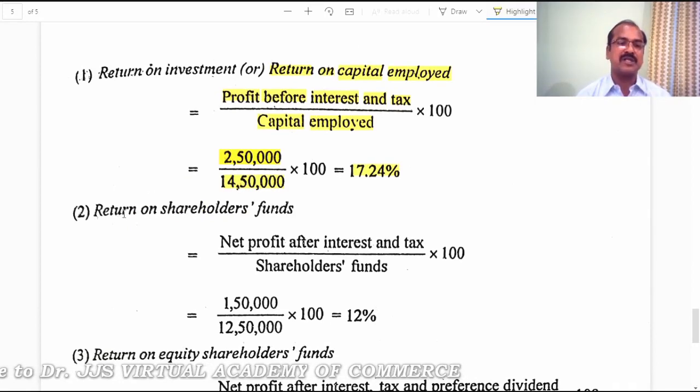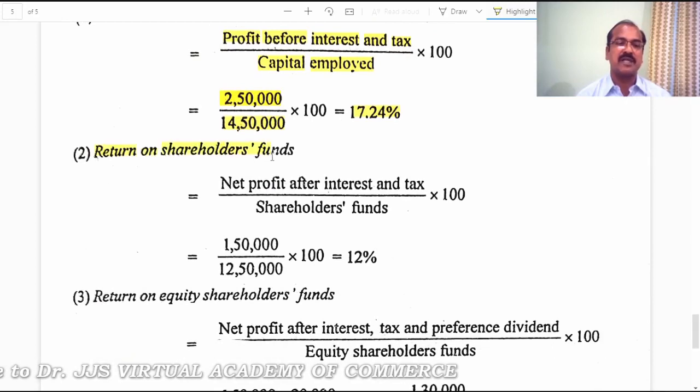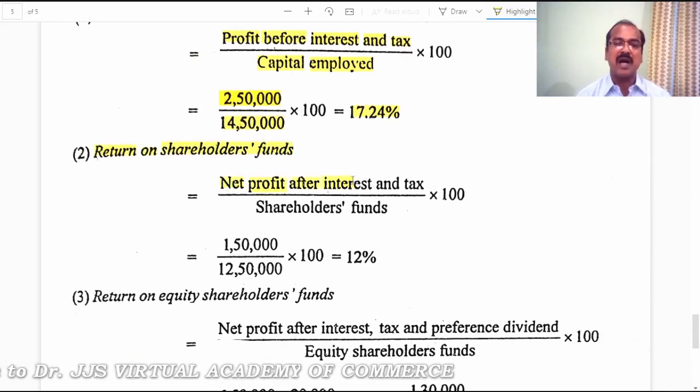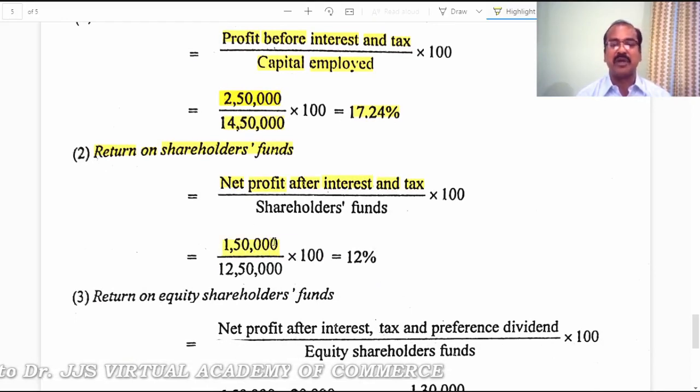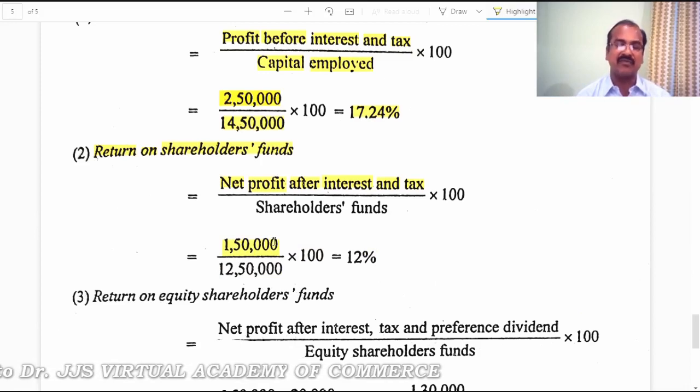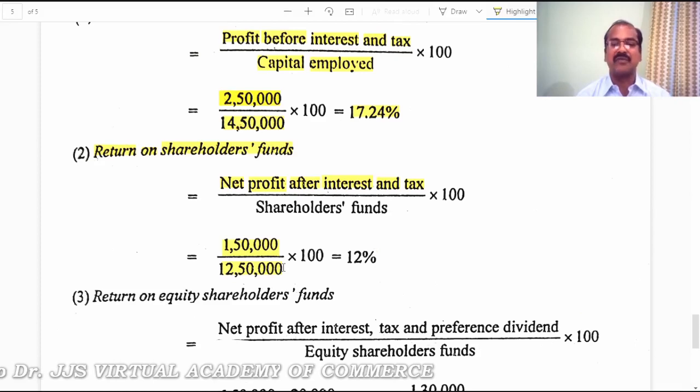The second ratio is return on shareholders' funds. What is the formula? Net profit after interest and tax. Net profit after interest and tax is nothing but the item we calculated while preparing the P&L account. This is the final item we arrived at, divided by shareholders' funds in total, 12,50,000.